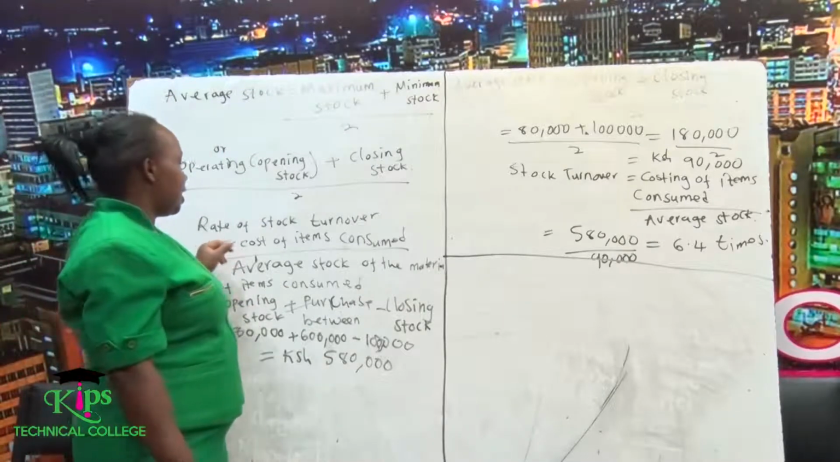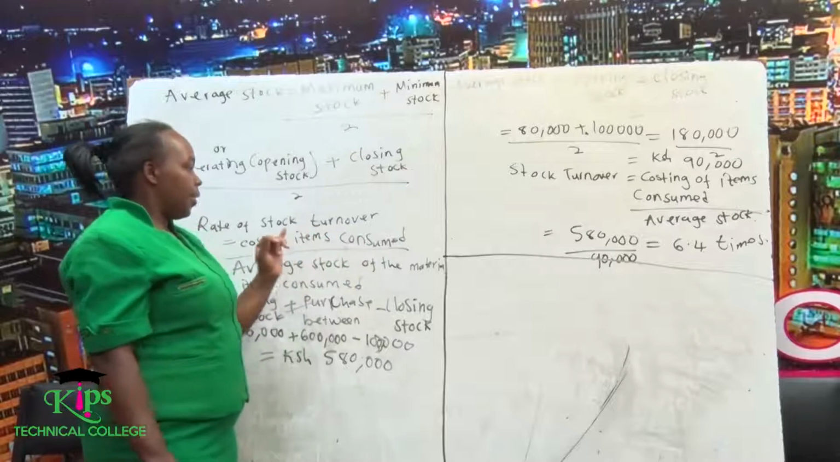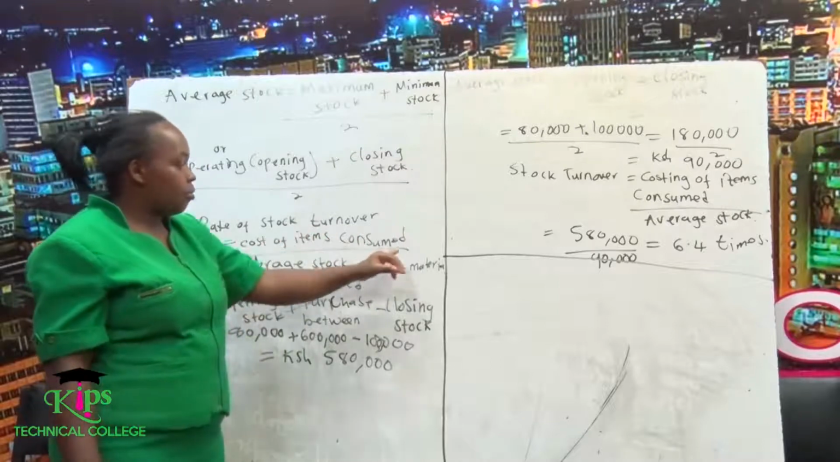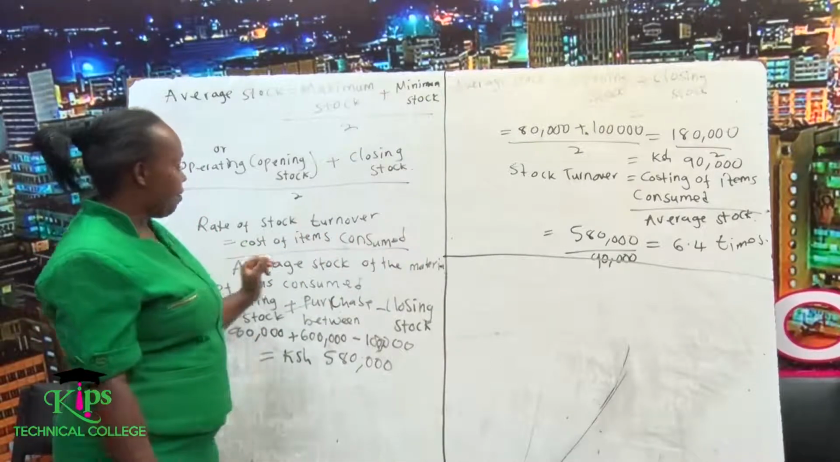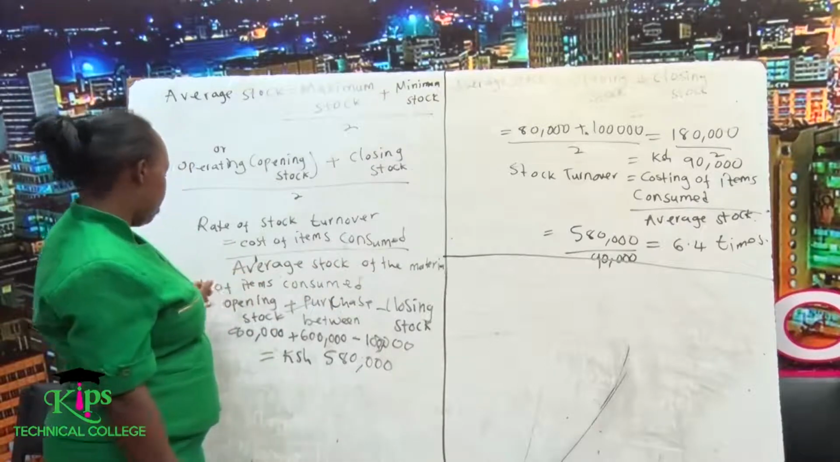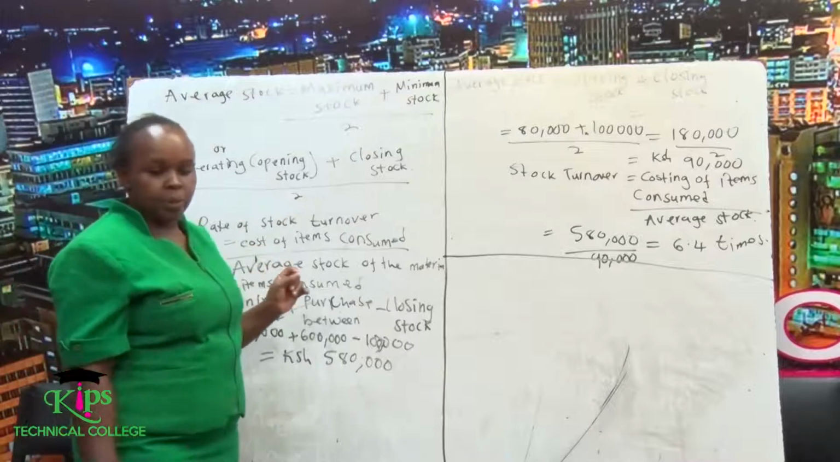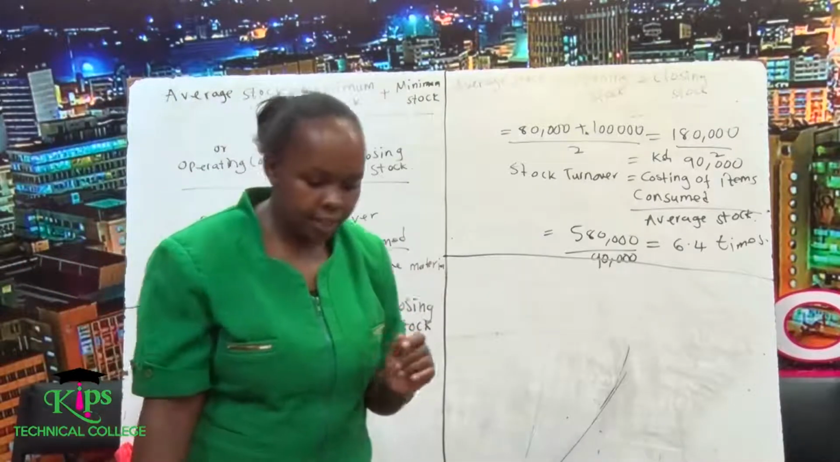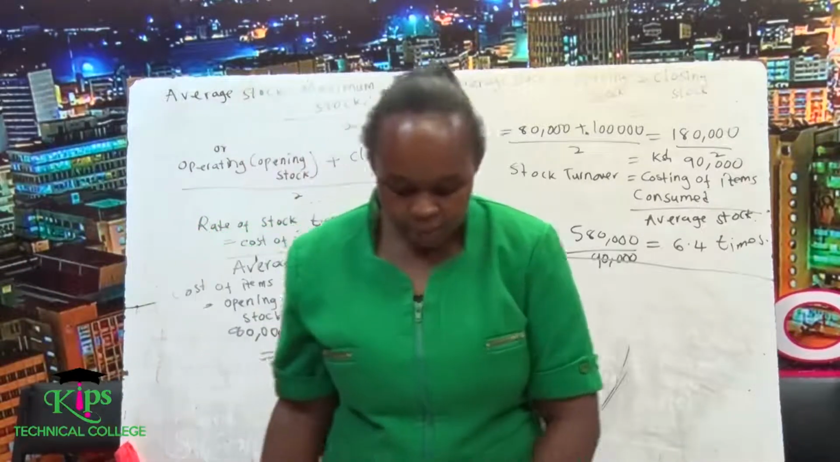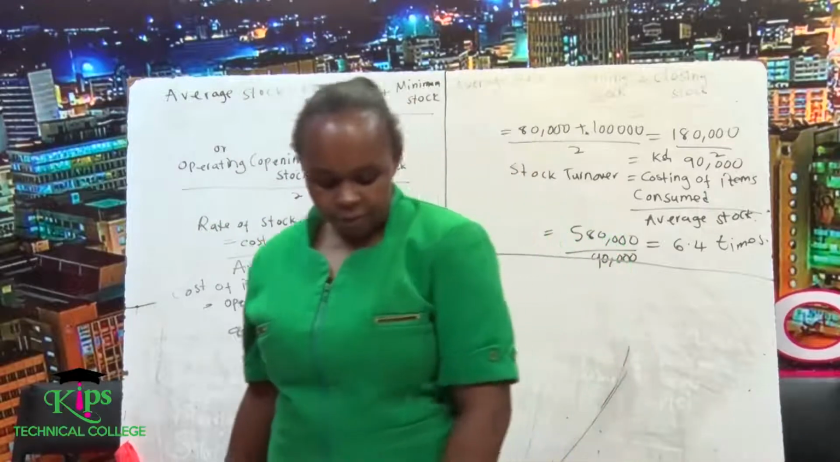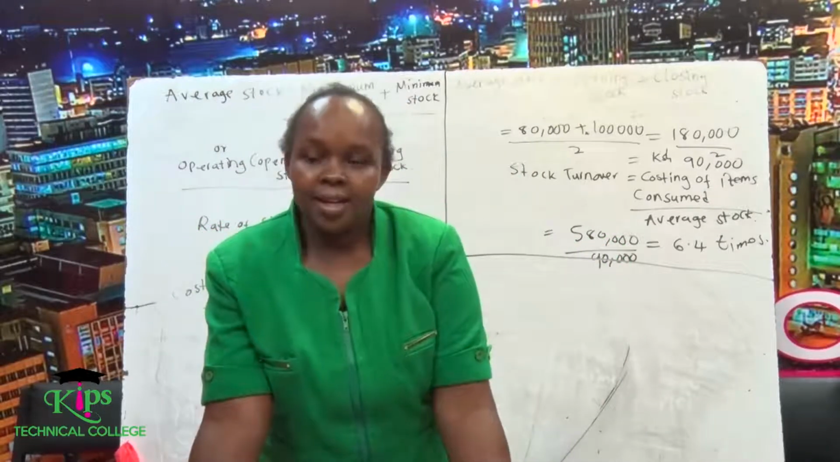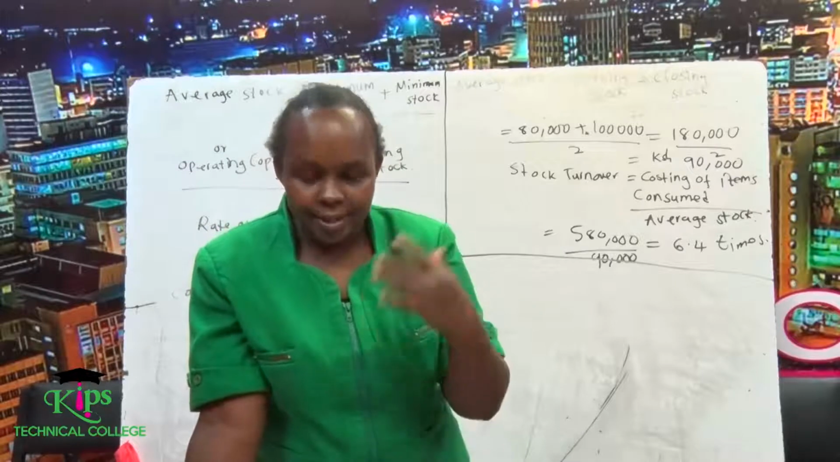Now, when we are calculating the rate of stock turnover, it will be cost of items consumed divided by average stock of the material. That's how we calculate the rate of stock turnover: cost of items consumed divided by average stock of material. Now, we have an example so that you can understand more.